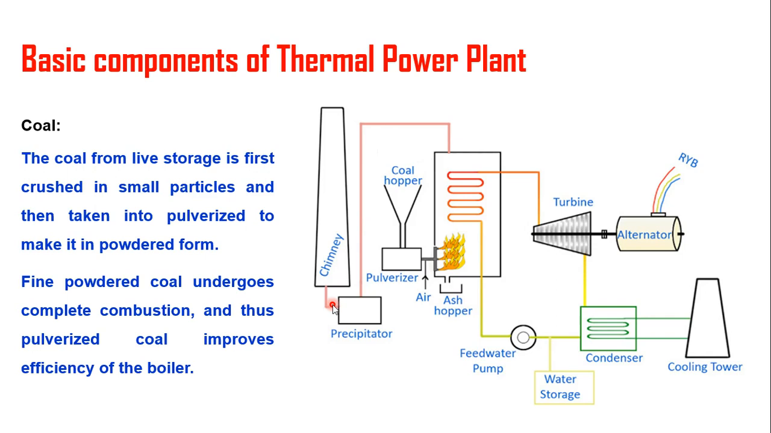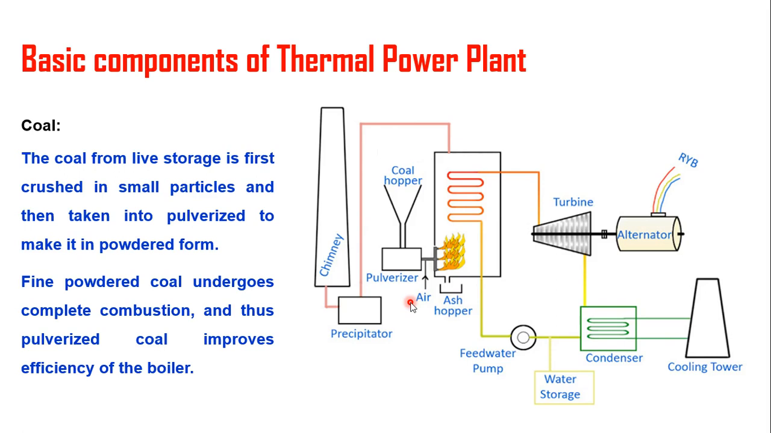The coal from live storage is first crushed into small particles and then taken into pulverization to make it into a powder form. Why? Because a fine powder coal undergoes complete combustion. That's why they make pulverization of the coal. Thus pulverized coal improves the efficiency of the boiler. The ash produced after the combustion of the coal is taken out of the boiler furnace and then properly disposed. Periodic removal of ash from the boiler furnace is necessary for proper combustion.